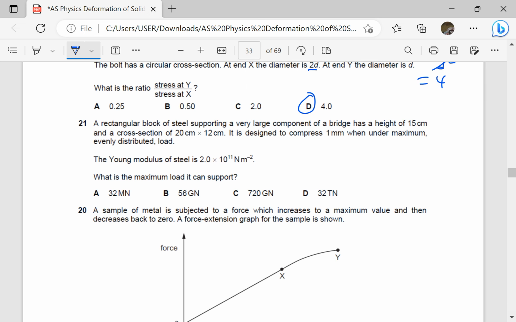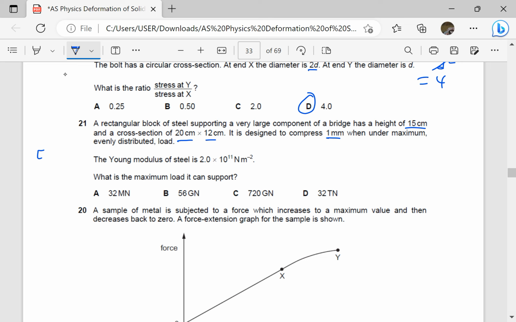A rectangular block of steel supporting a very large component of a bridge has a height of 15 centimeters and a cross-section of 2 by 12 centimeters. That is giving us the area. It is designed to compress 1 millimeter when under maximum evenly distributed load. The Young modulus is that. What is the maximum load it can support?